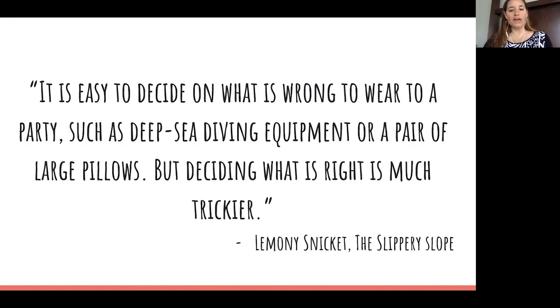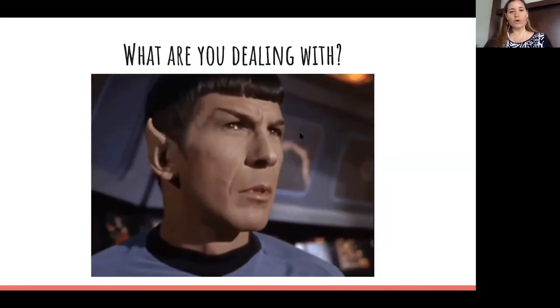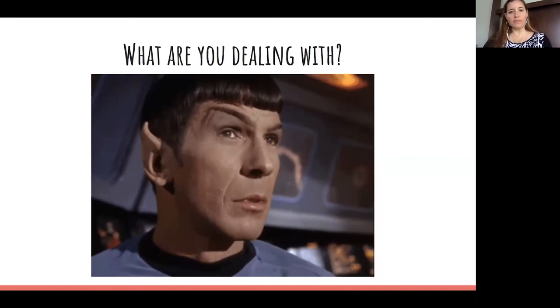This is just kind of a quote that I think is kind of interesting. It's easy to decide on what is wrong to wear to a party, such as deep sea diving equipment or a pair of large pillows, but deciding what is right is much trickier. So it's easy sometimes to see like, oh, I shouldn't have done that, but what's the right thing to do can be a little bit harder. And it's up to all of us to keep on asking all of these questions about the future of what media ethics look like in a digital age and with social media. So that's all I have. So then the question is, what are some other questions that you guys may have?